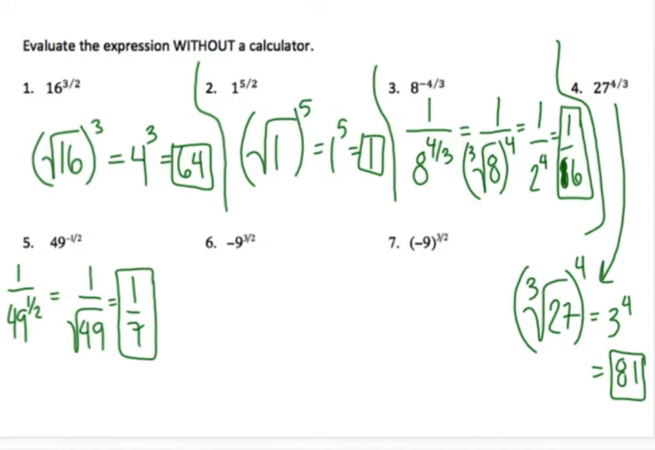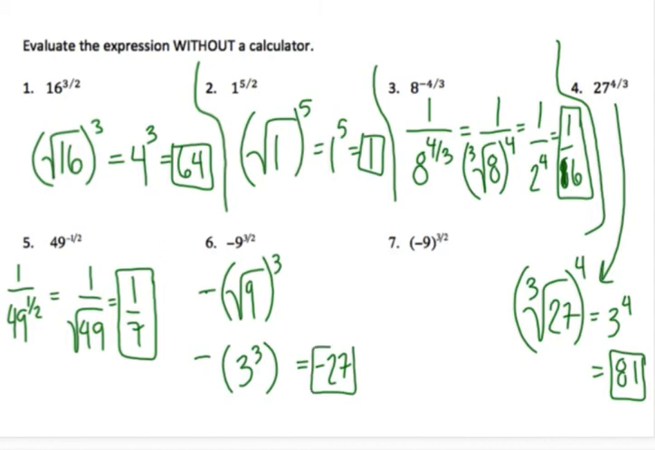Okay, next one, notice the negative is outside here, so the negative is not being put to the power of 3/2. So you have negative on the outside, and then square root of 9 all to the power of 3. Square root of 9 is 3, and notice I'm keeping my negative outside. 3 cubed is 27, and then you put the negative on, so it's negative 27.